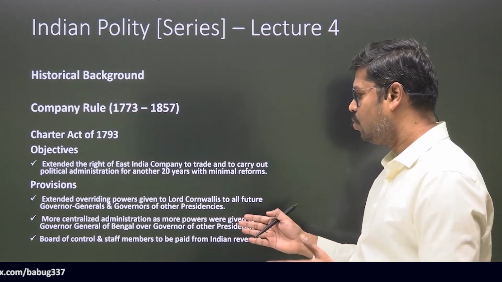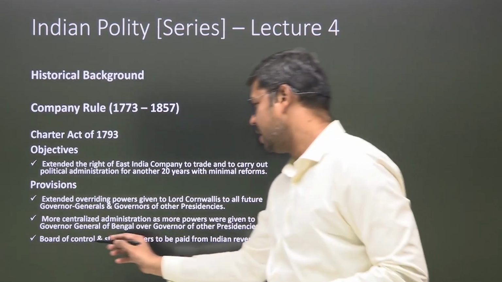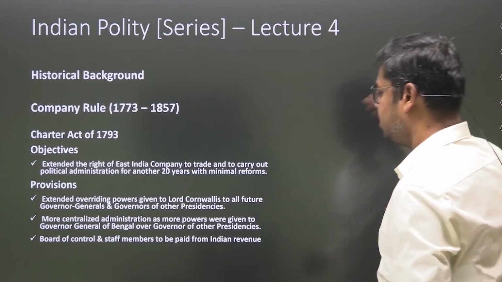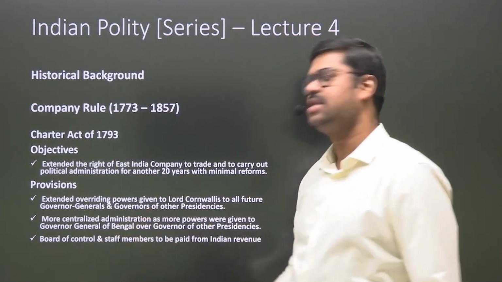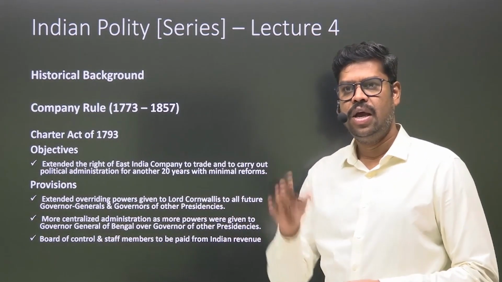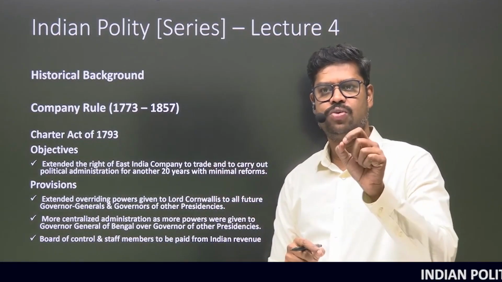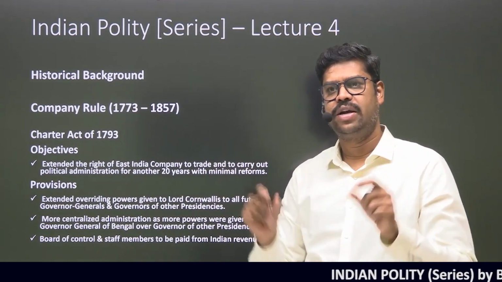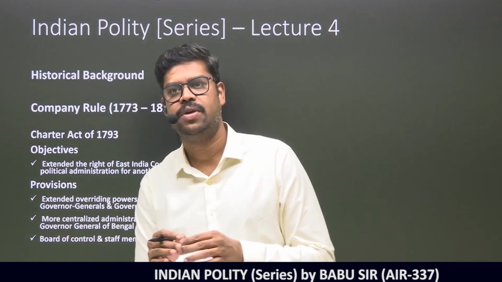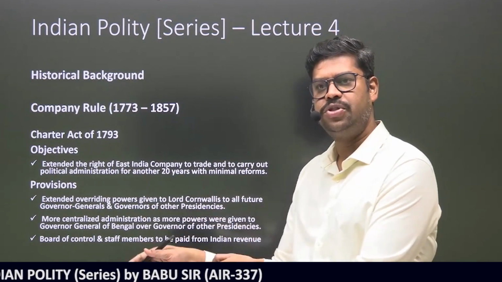One major development during the Charter Act of 1793 concerned the Board of Control, whose staff members were to be paid from the Indian revenues. I said Pitt's India Act established a dual authority: one is the Court of Directors, and the other is the Board of Control. The Board of Control's responsibility was to direct the Governor General and his council with regard to the political and administrative functions.